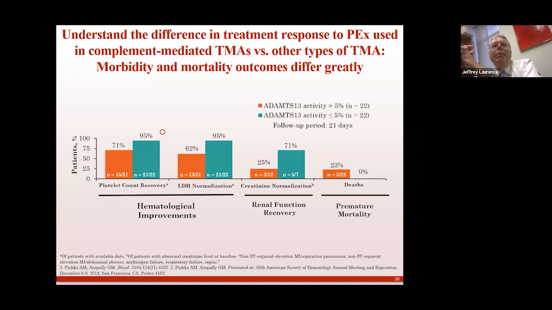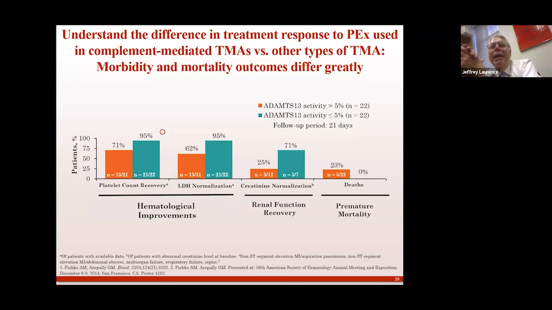If you gave patients with TTP plasma, 95% normalized their LDH, but so did 62% of the HUS patients. And in terms of renal function, if your creatinine was elevated over normal and you had TTP, 70% of them improved their renal function, at least 25% of baseline. But so did a quarter of the HUS patients.